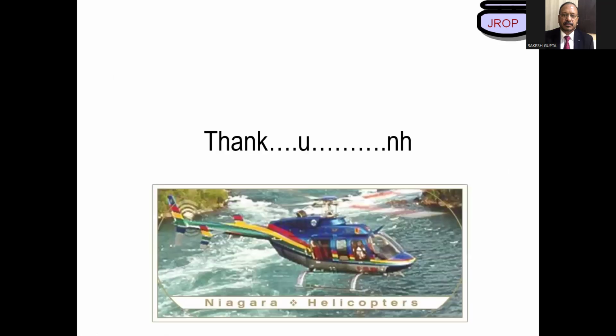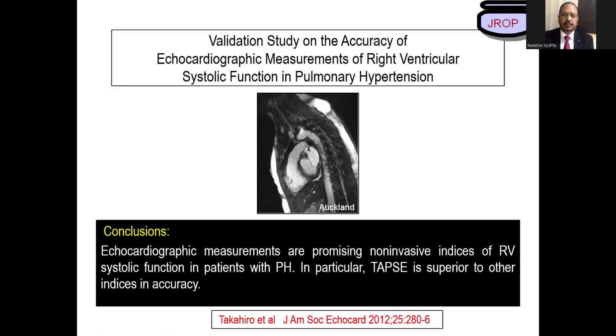So I'll stop over here and would like to take your questions one by one. I'm sure you'll have many questions on this particular phenomenon of right heart function, gradients, and RA pressure evaluations. So I'll request you one by one to please raise your hand so that I can answer your questions gradually. Now, first I'll ask Dr. Rajesh Tiwari. Dr. Rajesh Tiwari, please go ahead and ask your question.